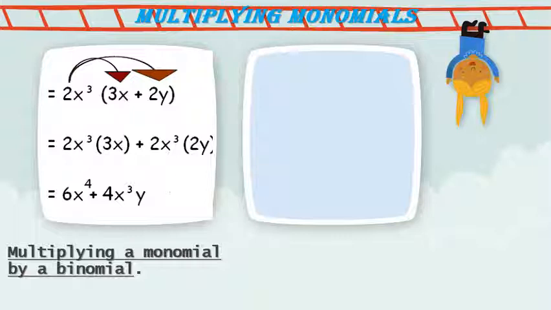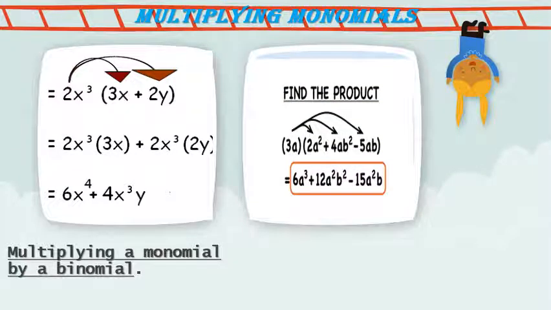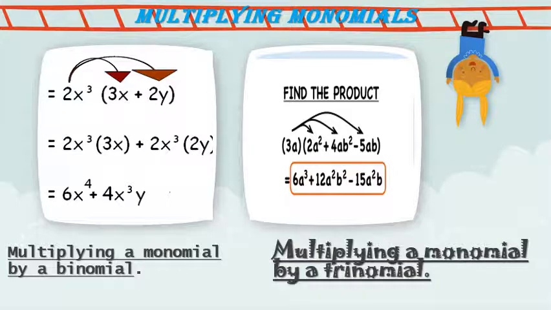The answer here we got is a binomial. We have multiplied a monomial by a binomial here. Now we can extend the same rule for multiplying a monomial by any of the polynomials. Now let us see the case of a monomial by a trinomial. Here the monomial is 3a and the trinomial is 2a squared plus 4ab squared minus 5ab. It is just an extension of the previous law.